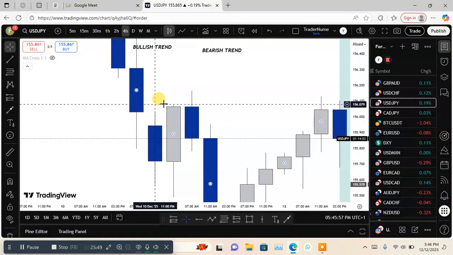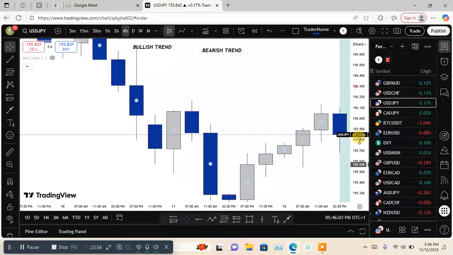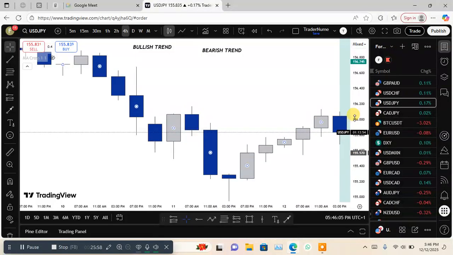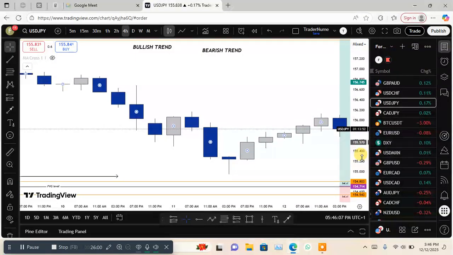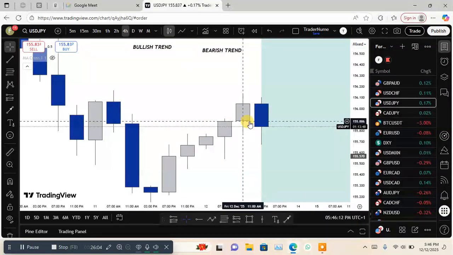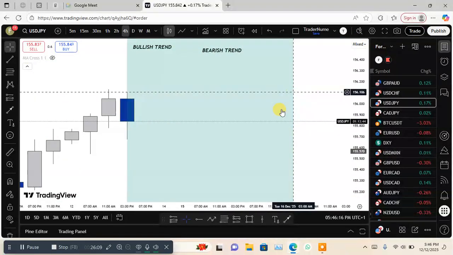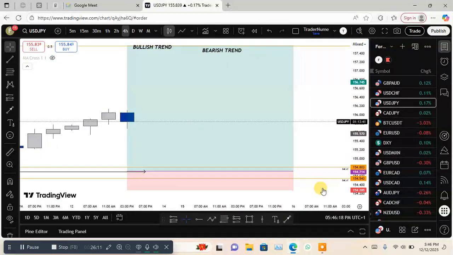Look at how the wick is very small. Very small wick. Sometimes if you don't expand it, you will not see it properly. You feel like there is no wick in the candle, but there is always a wick, even if it's very small. So that is just the candle for you, whether it is bearish or bullish. That's how we look at our candles.